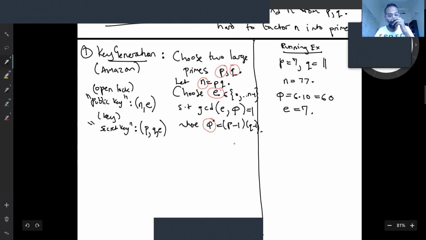Okay, so I haven't told you what I'm going to do with this yet, but that's how you generate the open lock and the key. Any questions about this definition so far?